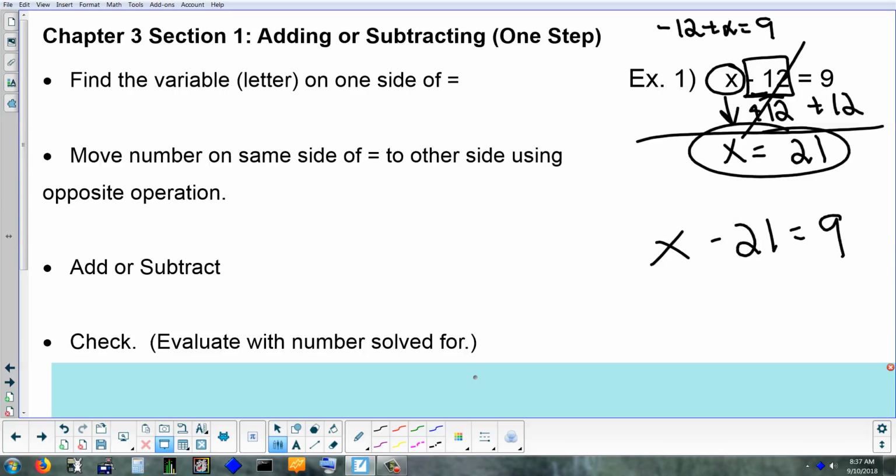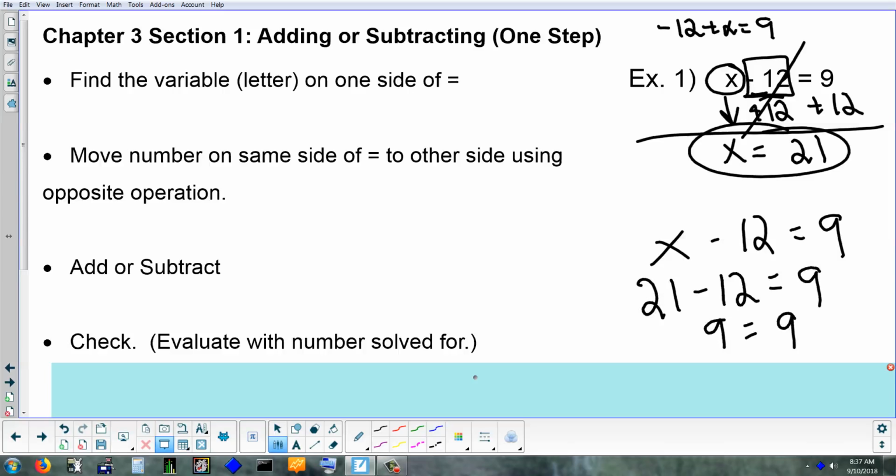Isn't it x minus 3? Oh, I screwed up, sorry. There we go. So what should I write? 21 minus 12. 21 minus 12 equals 9.